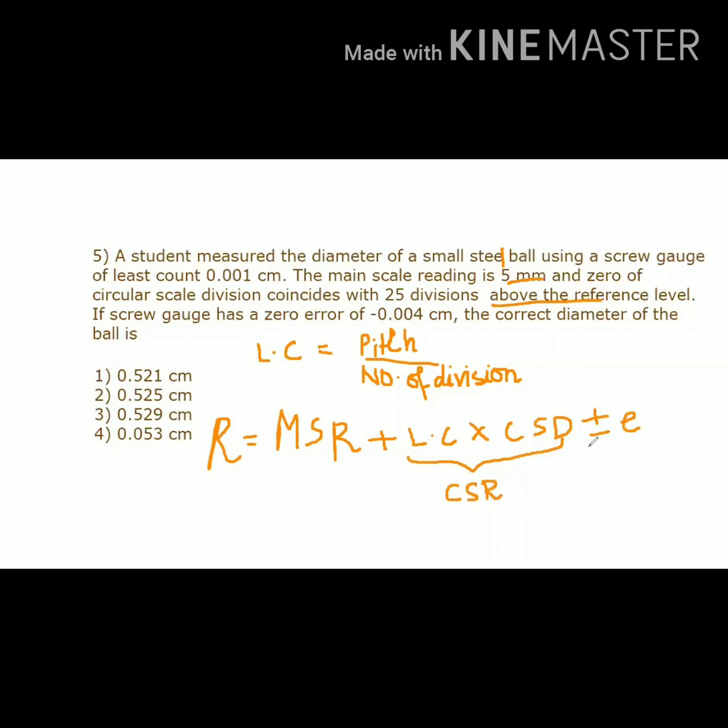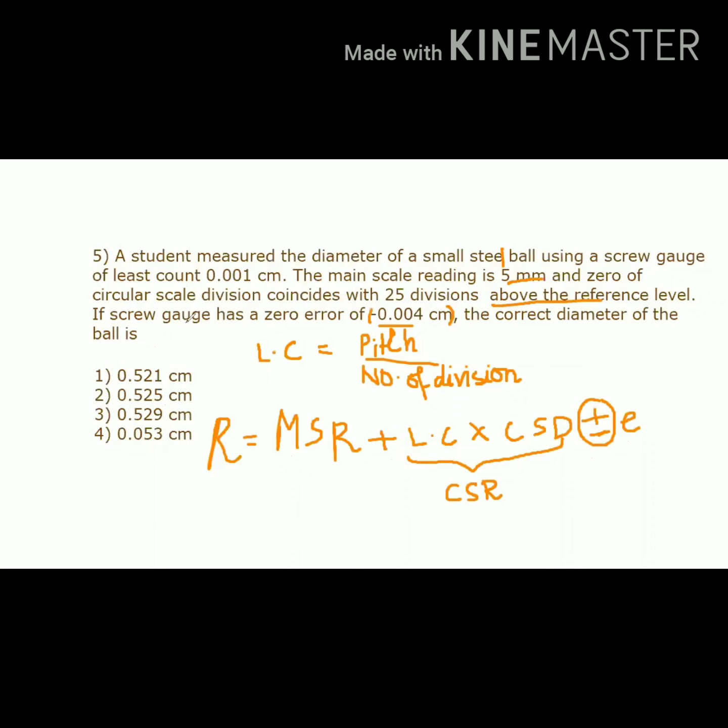Why I have written plus or minus? Because it depends on the error, whether it is a positive error or a negative error. In this case, you have to add the error because they are saying it is a negative error, so you have to use the minus sign. And because the error is minus, it will become minus of minus, which will become plus. That is why if you look at all the options directly, you will find 0.5, 0.5, 0.5. So this error is playing an important role, and that depends on whether you're going to add the error or you're going to subtract the error.